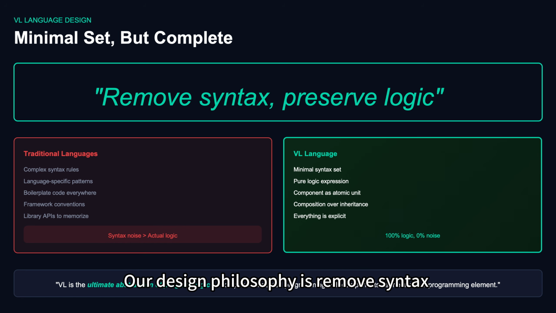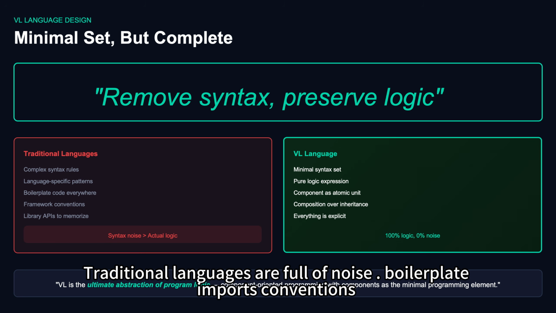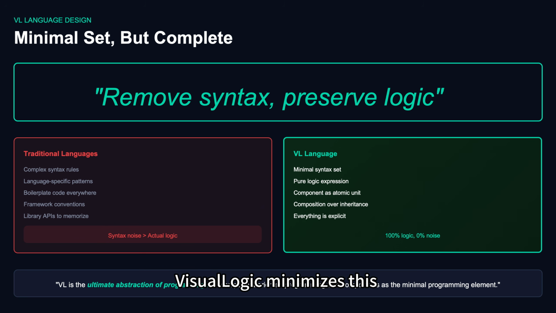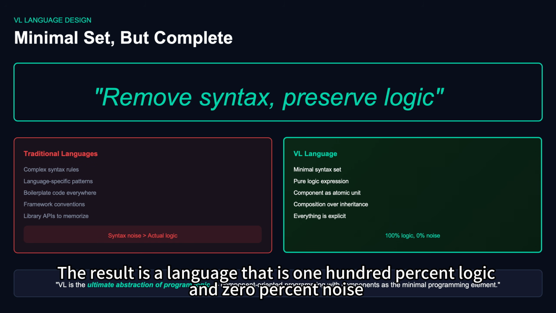Our design philosophy is remove syntax, preserve logic. Traditional languages are full of noise, boilerplate, imports, conventions. VisualLogic minimizes this. We use components as the atomic unit. Everything is explicit. The result is a language that is 100% logic and 0% noise.